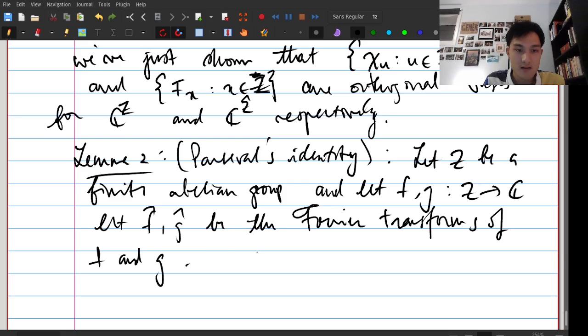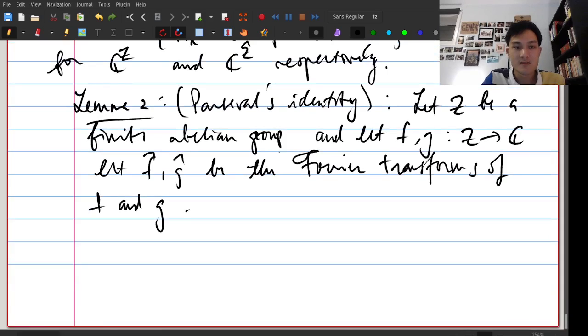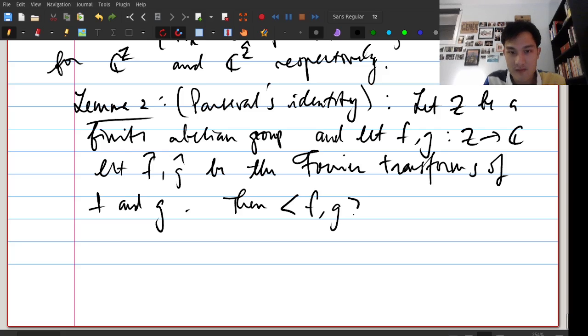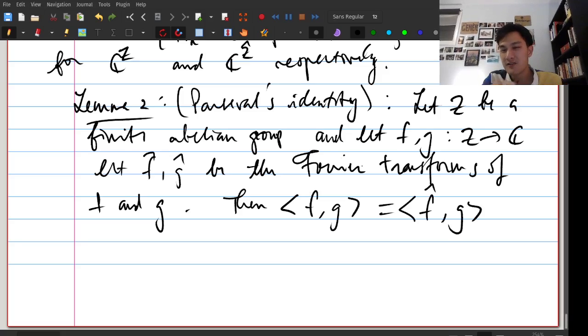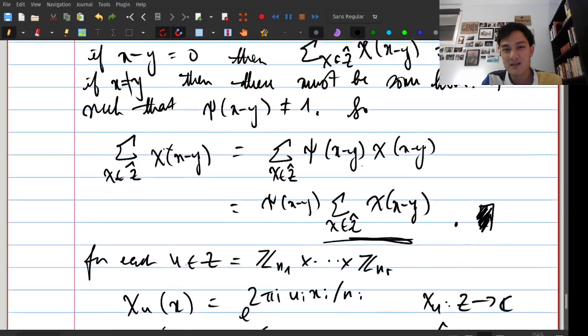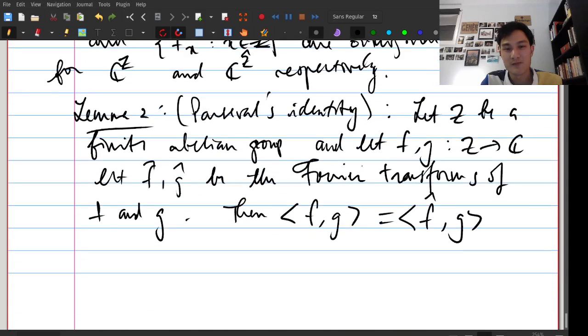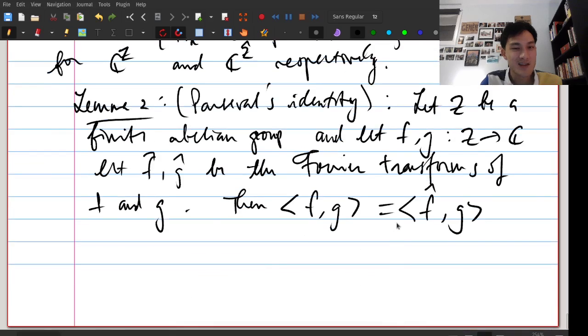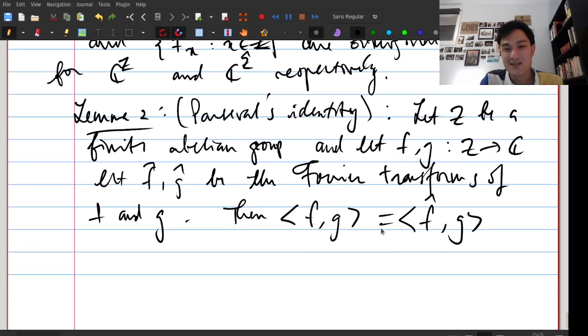And then what Parseval's identity says is that the inner product of f and g in the L1 space is equal to the inner product of f hat and g hat. Now remember, the definitions of inner product are slightly different. One of them is an expectation, and one of them is an actual sum. So there's a little bit of hacking here to make these equal, but everything works out fine.